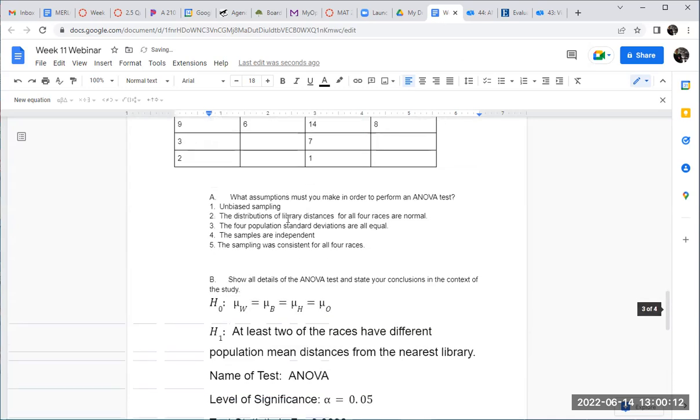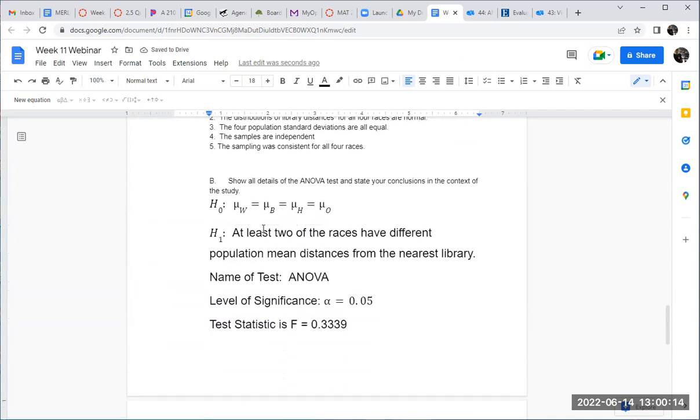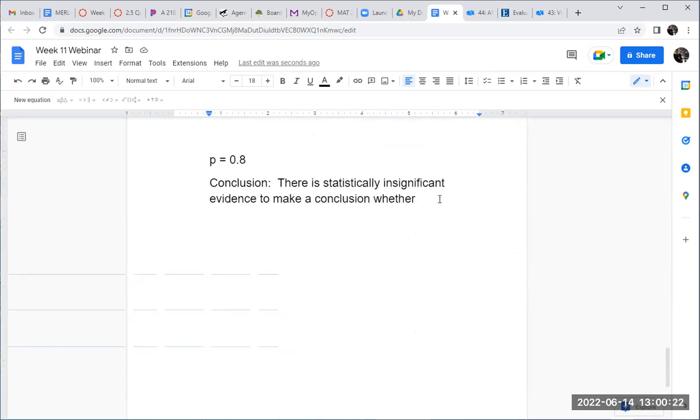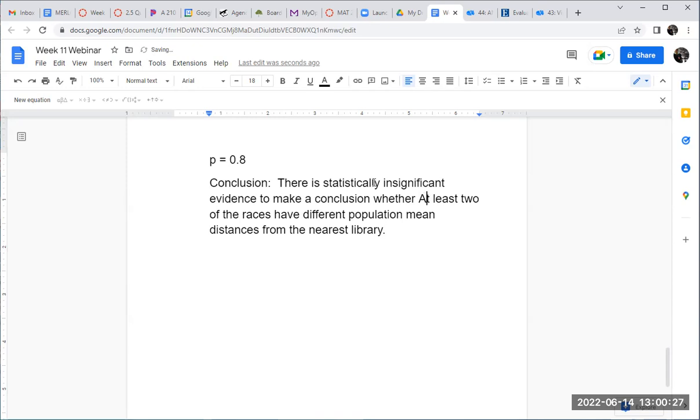The easiest way to do it is to copy and paste H1, and then uncapitalize the first letter. At least two of the races have different population mean distances from the nearest library. Why don't we use the word prove?